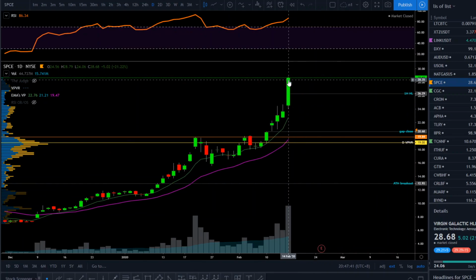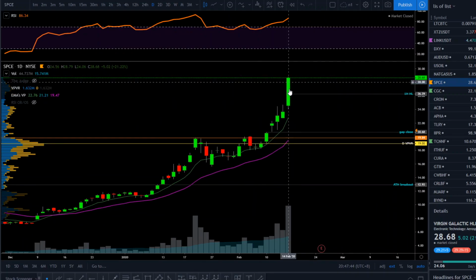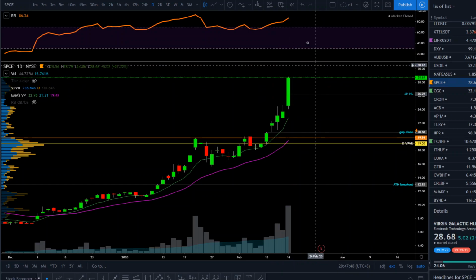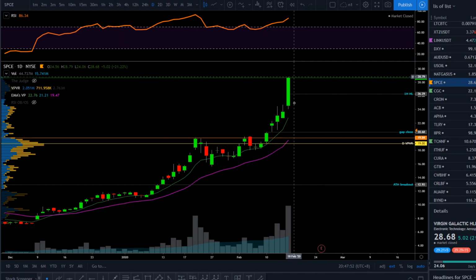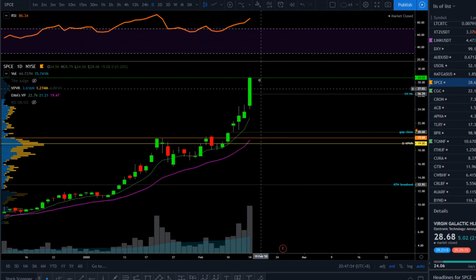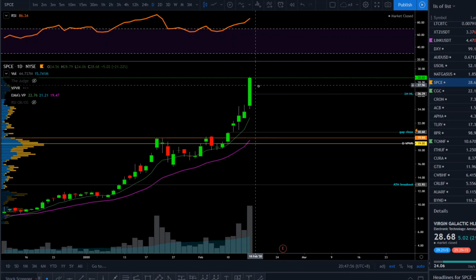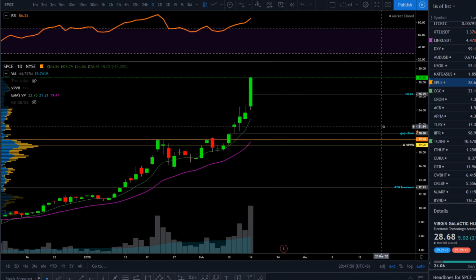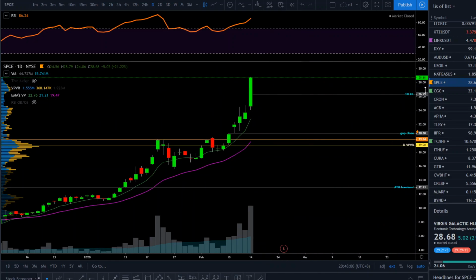So I sold most of my position. I still hold about 15%, and if we gap up, I'm probably gonna sell it and rebuy lower on the climax top consolidation. So that's Space. It's been really good for me, and I'm gonna be watching this stock very closely the whole of 2020.